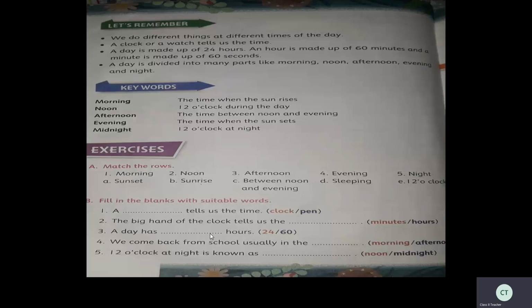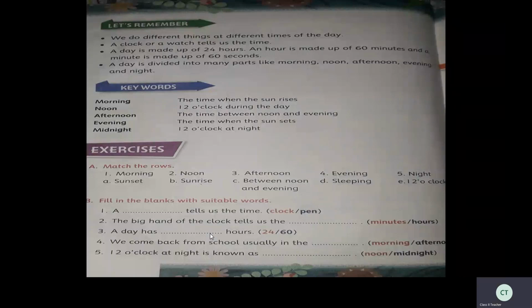A day is made up of 24 hours. An hour is made up of 60 minutes and a minute is made up of 60 seconds. So to have a day, we need 24 hours. Next, a day is divided into many parts like morning, noon, afternoon, evening, and night. So we say morning, noon, afternoon, evening, or night, isn't it? All this together we call a day.